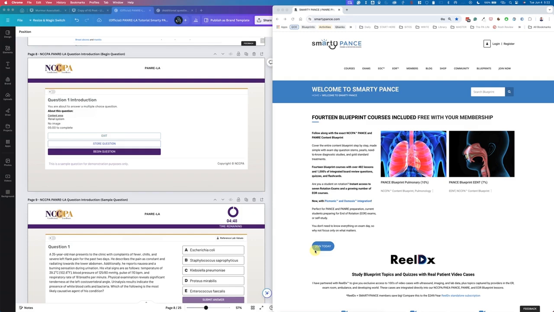So I have a split screen setup here. I'm actually using 2 monitors. If you have 2 monitors, great, but you can do this on 1 monitor too. As you can see, I have Smarty PANCE on the right, and then here on the left side of the screen, I have a demo that I've made in Canva. These are just screenshots from the NCCPA blueprint, and I have edited them and created my own questions. These are not real PANRE-LA questions, sorry, but I will show you how to do this using these demo slides here. So let's pretend this is our actual PANRE-LA exam and we can go through a real question.